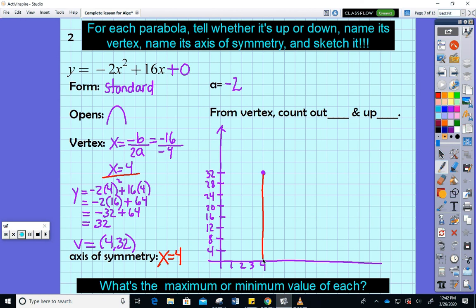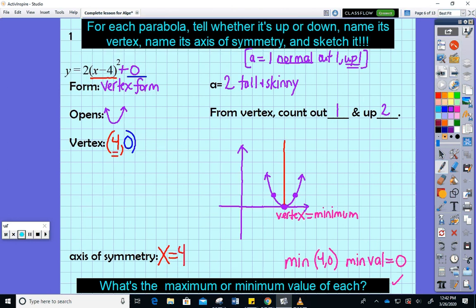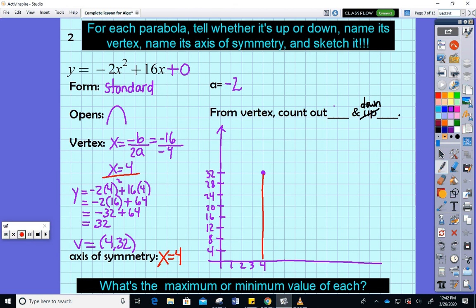Now, actually, on this too, I need to go whoop, I'm not going to count out and up. I'm going to count out and down. So I fixed that. And we're going to do exactly what we did last time. The last time we counted out 1, up 2. So this time we're going to count out 1, down 2, because I've got the same basic A value.